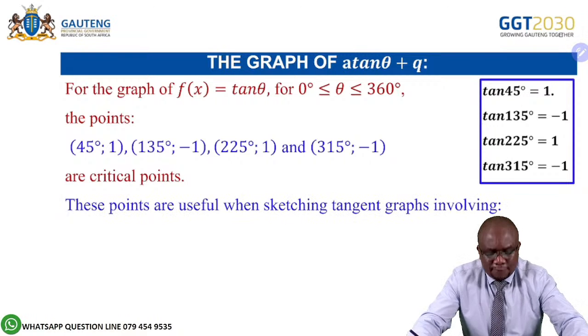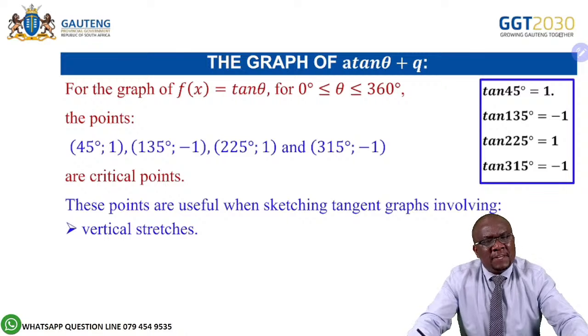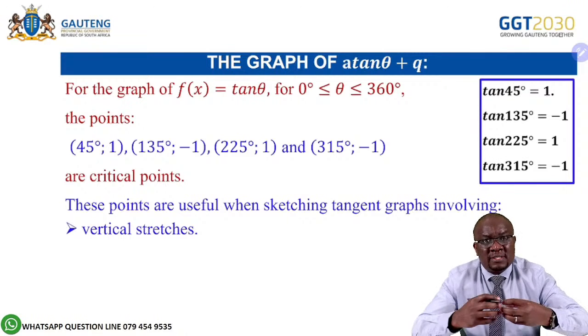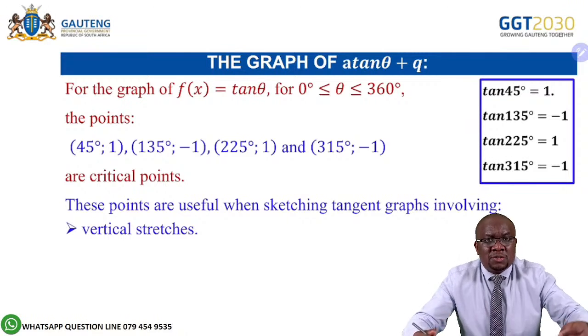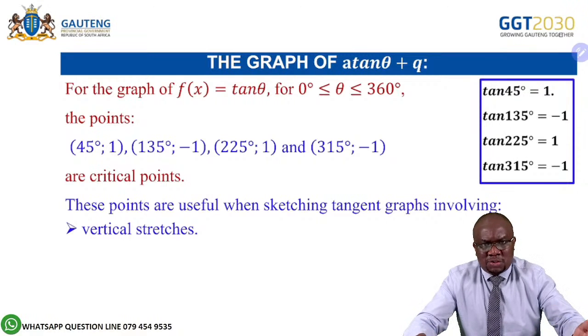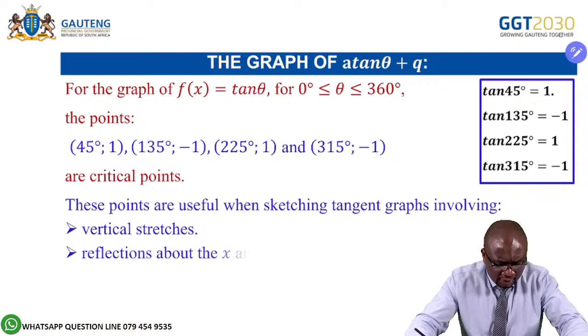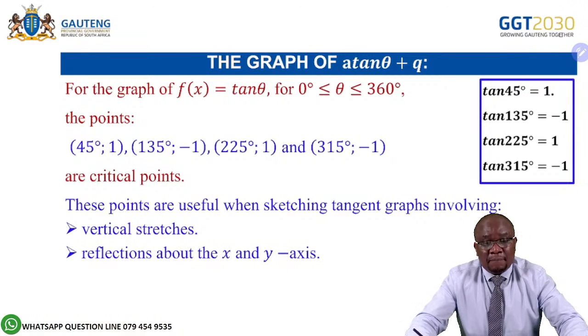These points are useful when sketching tangent graphs involving vertical stretches. Like we're talking about the effect of A. Remember, the effect of A causes what? It's going to cause the vertical stretch. So these critical points are going to assist us a lot when you're sketching the graphs. When A changes, maybe if A is 2 or A is 3, what will happen to the critical points? And then reflections about the x-axis and the y-axis.